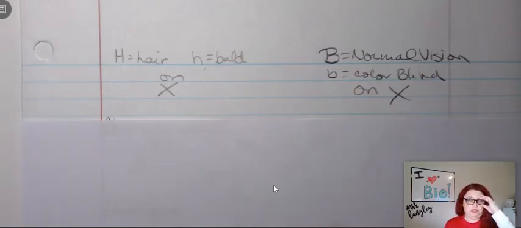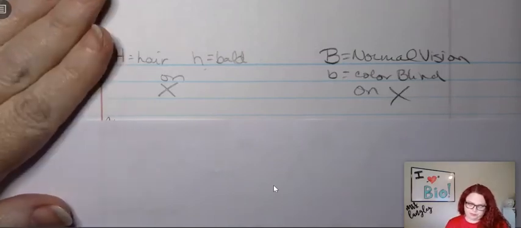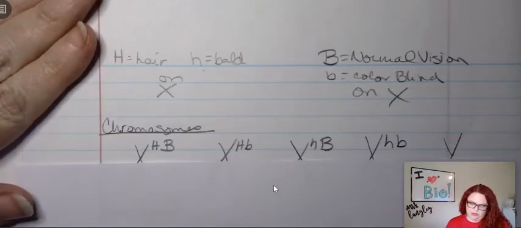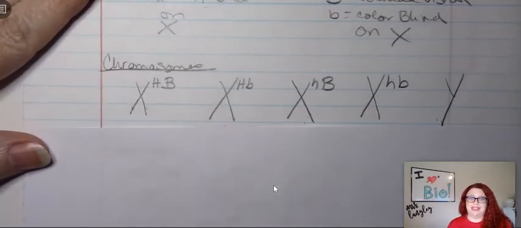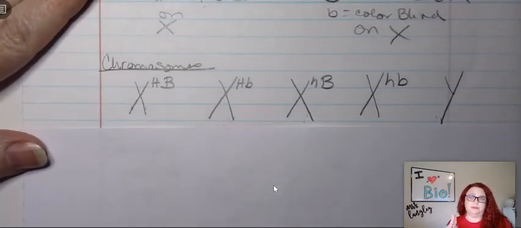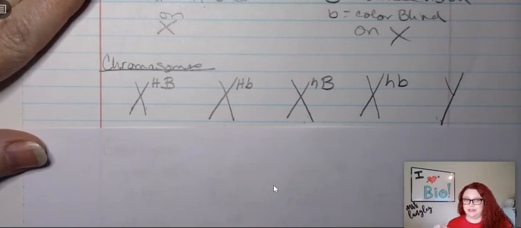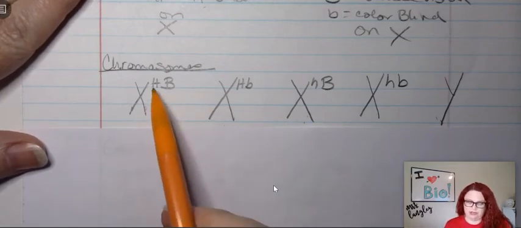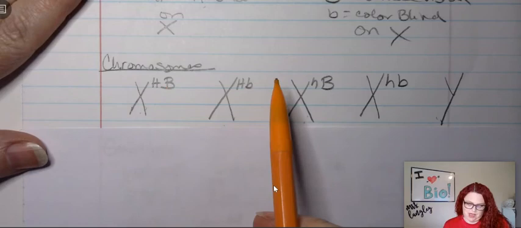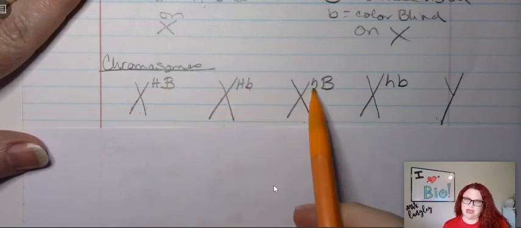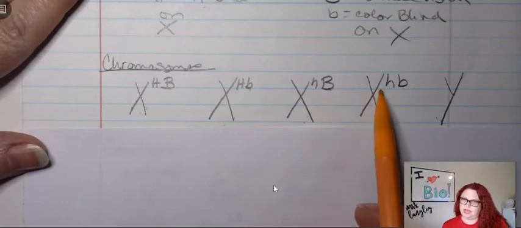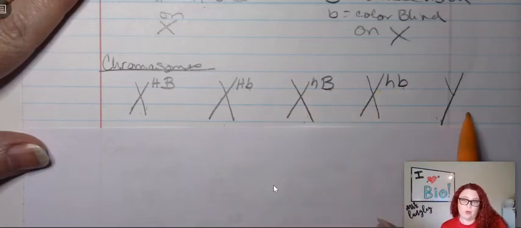So the first thing I need to do is figure out what are the possible chromosomes that I could have. Now, because it's 2 traits, both on the X, every X has to have 2 letters, and the Y does not get letters. So I can have an X with a capital and a capital, a capital and a lowercase, a lowercase and a capital, or lowercase and lowercase. Plus I have that Y.